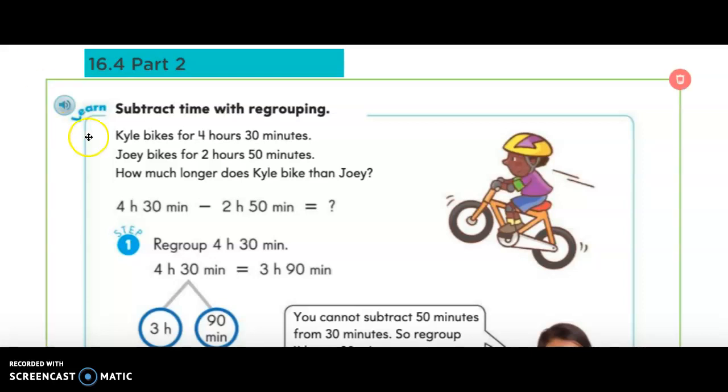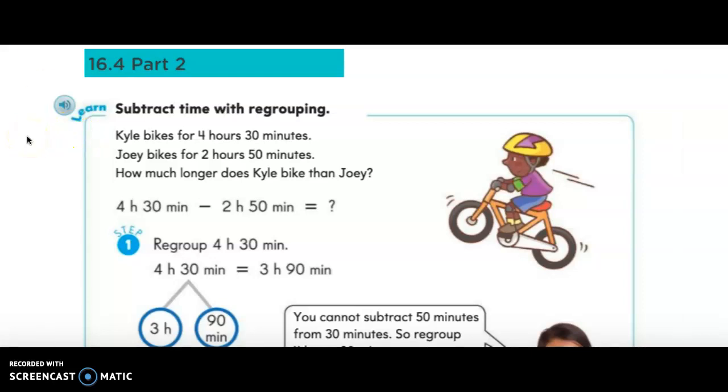So please make sure if you have stuff to correct from previous days that you are fixing it. We are going to keep building on all of this in the next few days. You want to make sure that you're feeling good about regrouping when you're adding time, and then after today, regrouping when you are subtracting time. So if you have things to fix, make sure you're going back and doing that before you start something new.